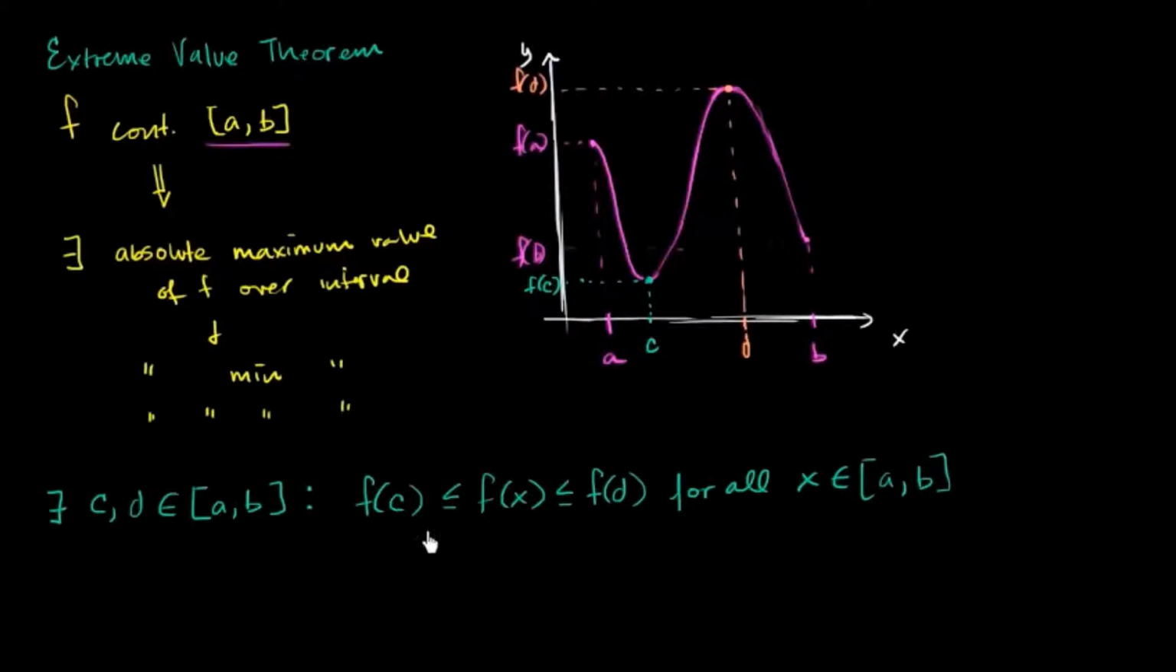Just like that. So in this case, they're saying, look, we hit our minimum value when x is equal to c. That's right over here. Our maximum value when x is equal to d. And for all the other x's in the interval, we are between those two values.